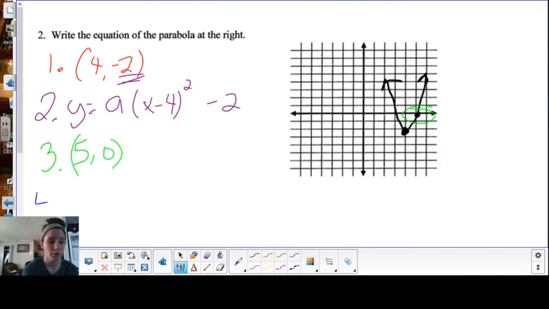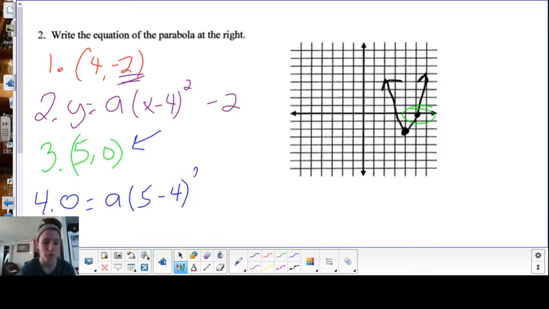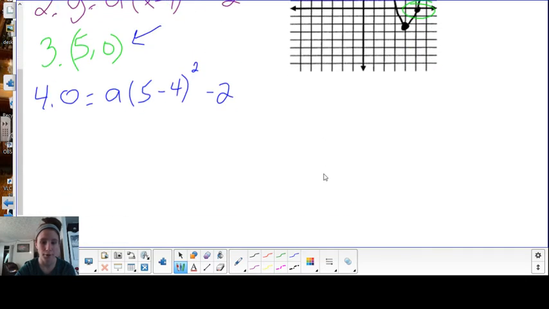Step 4, plug in this for my x and this for my y in my equation in step 2. So 0 is equal to a times 5 minus 4 quantity squared minus 2. I don't know if you can see that. Can you even see that? Oh, sweet, you can. Okay.